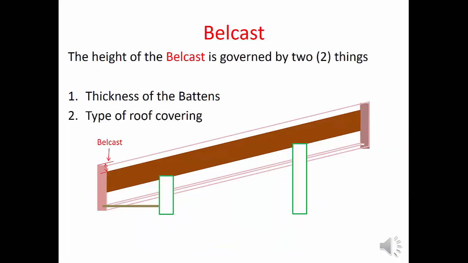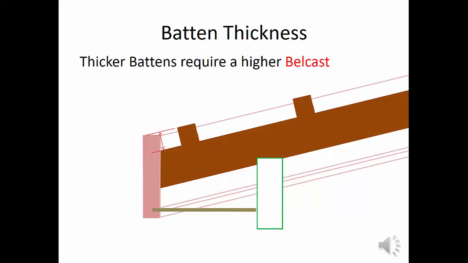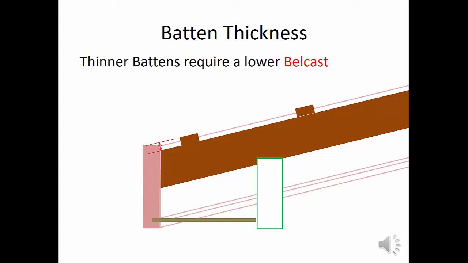The height of the belcast is governed by two things. One, the height of the roof batten, and two, the type of roof covering. Thicker battens will require a higher belcast. Thinner battens require a lower belcast.